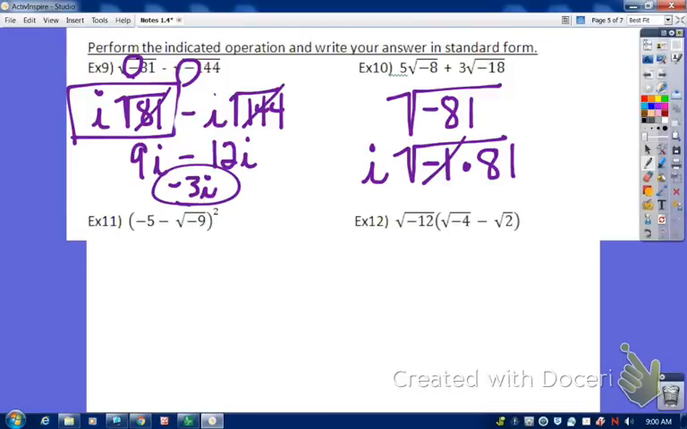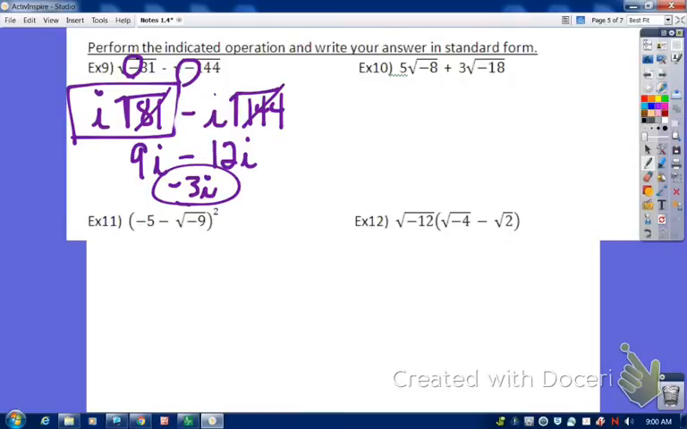All right, number 10, what would we do first? Bring out the i's. So we have 5i square root of 8 plus 3i square root of 18. Okay, now you're just going to keep working it the way you know how to work it. What's the next question you're going to ask yourself?